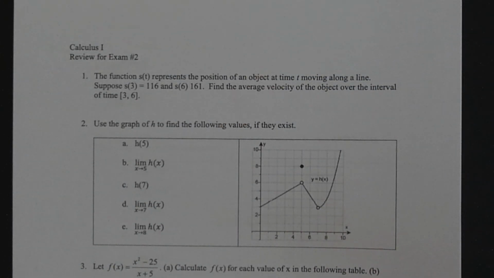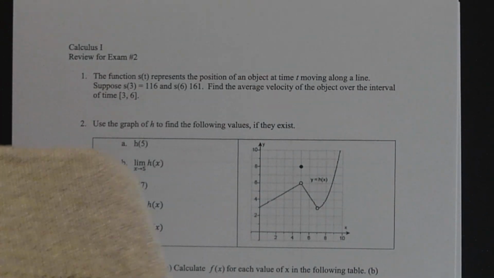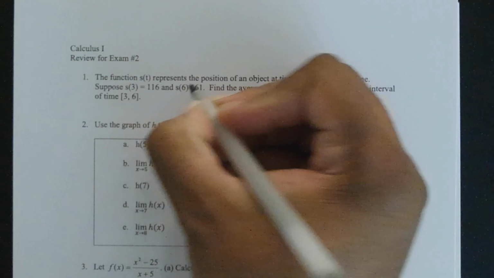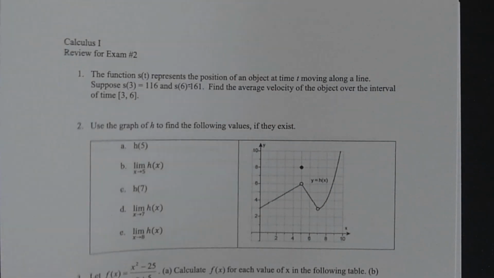time t moving along a line. And suppose S of 3 is equal to 116 and S of 6 equals 161. And here I want to find the average velocity of the object over the interval of time from 3 to 6.